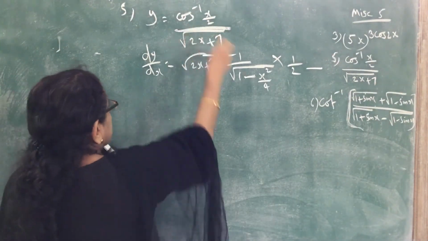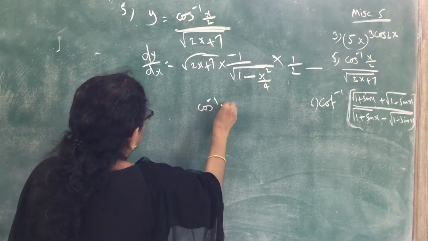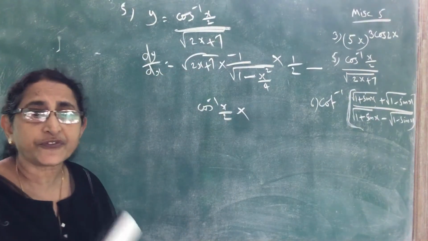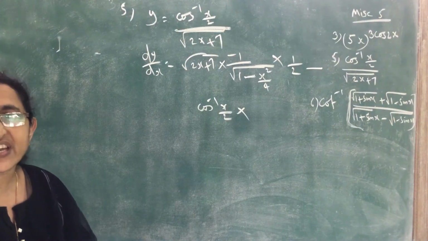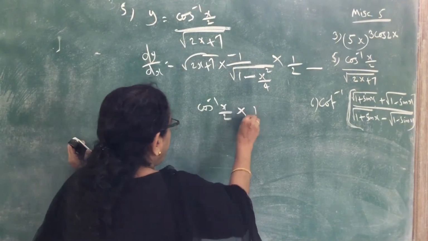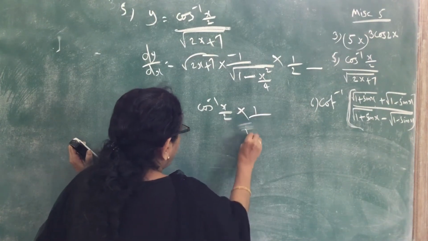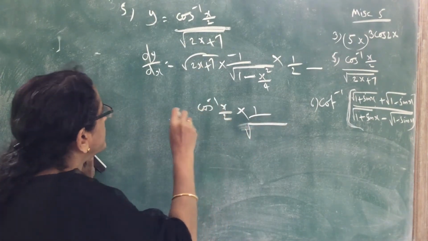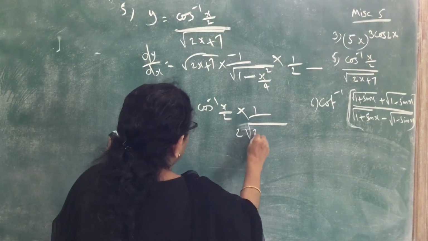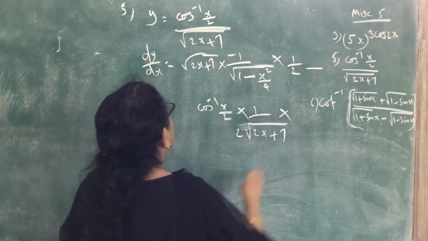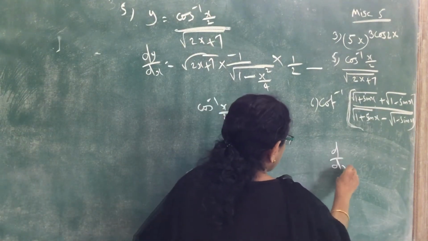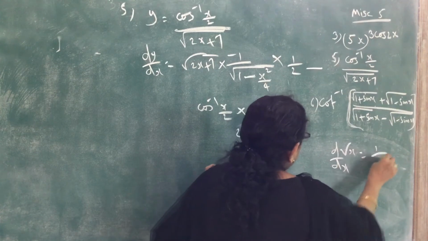Minus numerator, that is cos inverse x by 2, into the derivative of the denominator. The derivative of root of 2x plus 7: the derivative of root x is 1 by 2 root x. So 1 by 2 root of 2x plus 7, into, in the place of x, the derivative of root x, d by dx of root x, is 1 by 2 root x.